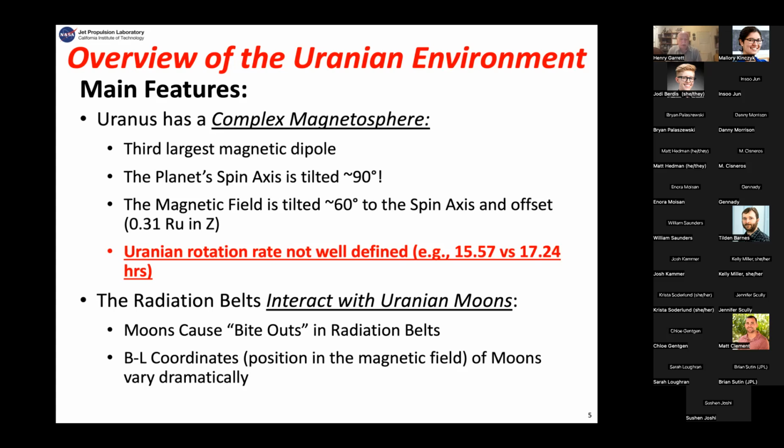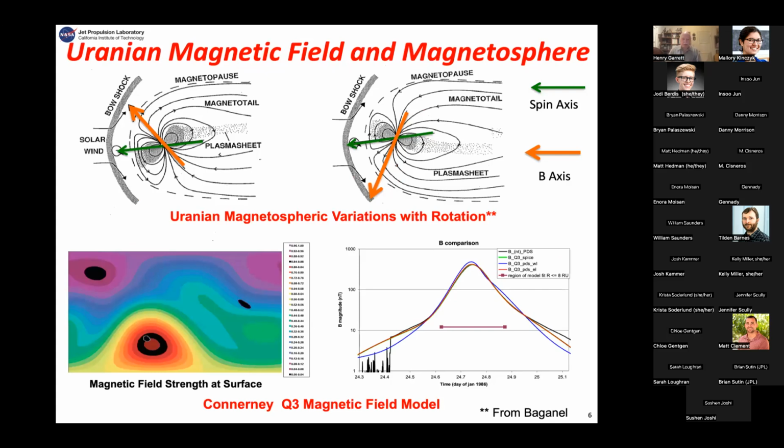The other thing is that the radiation belts clearly interact with the moons of Uranus, and they make big bite-outs. In John Cooper's papers on it, you can see a lot of the bite-outs from the moons. This illustration at the top, from Fran Bagenal's work, shows roughly how the spin axis and the magnetic field interact. And you can see it is a complete reversal as you turn through the 17-hour period.